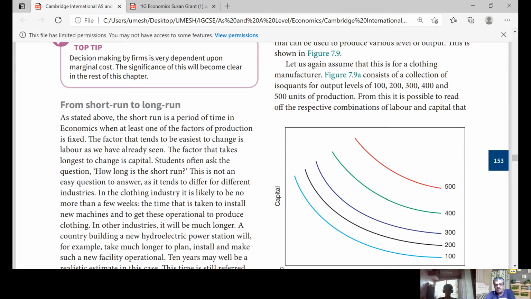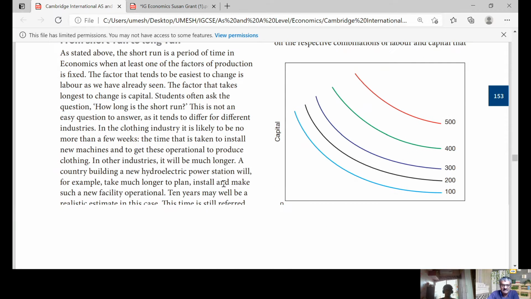Now we have understood the short run. Short run is where at least one factor is variable, and that is generally labor, and at least one factor of production is fixed. Now we are moving from short run to the long run, where the definition itself says that in the long run all the factors of production are variable. There is no fixed cost. Remember it. All the costs are variable.